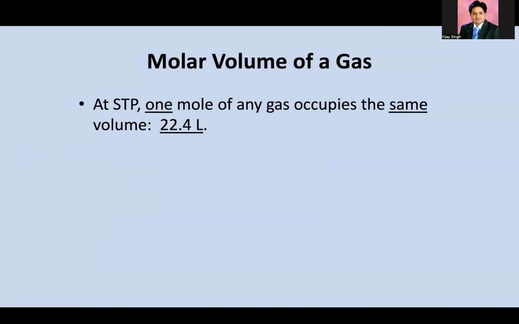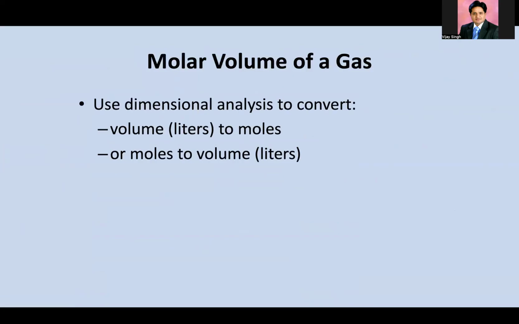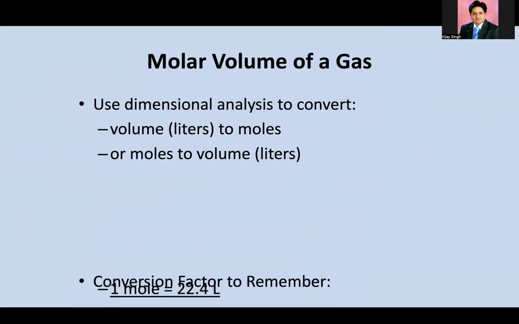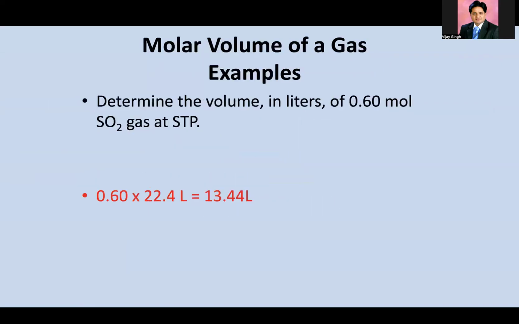Now we'll talk about the molar volume of a gas. Remember, at standard temperature and pressure, 1 mole of any gas occupies the same volume, that is 22.4 liters. So 1 mole of a gas occupies a volume of 22.4 liters. Using dimensional analysis, you would be converting volume to moles or moles to volume. And the conversion factor is 1 mole is 22.4 liters.